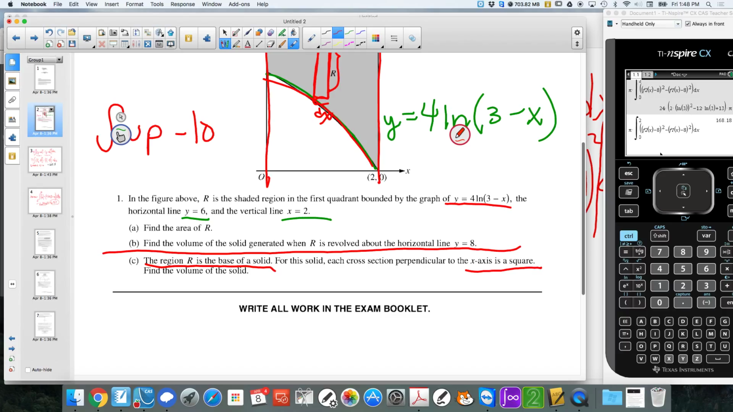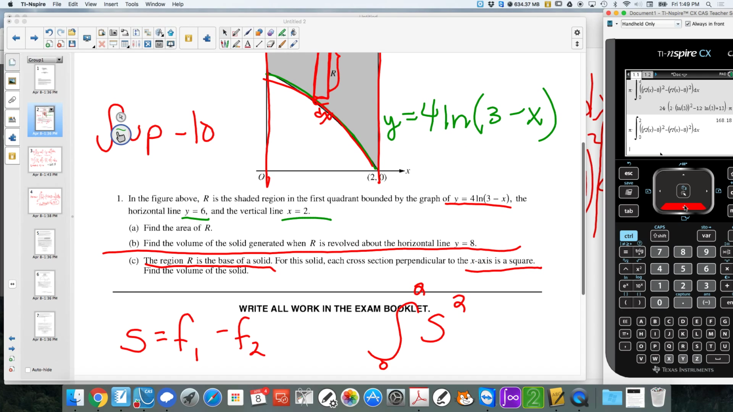S is always equal to upper minus lower. On that graph, that one is F1 minus F2. But in the end it doesn't matter, because everything is squared, so upper minus lower doesn't matter. I'm going to integrate S squared from 0 to 2, and that will give me my cross-sectional solid.